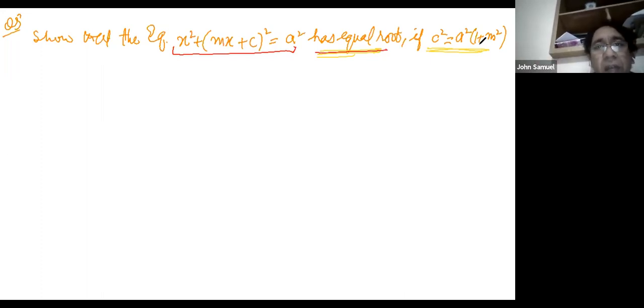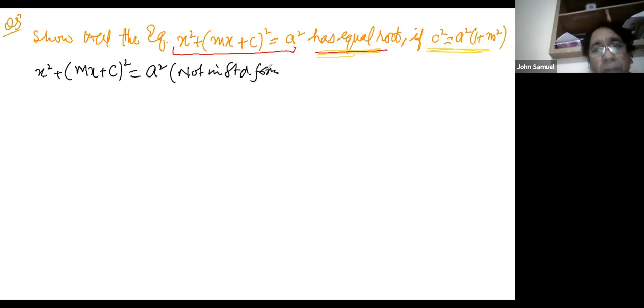So the expression we have is (x square plus mx plus c) whole square is equal to a square. This is not in standard form. I'm writing for your convenience. So what we will do, my dear student, हम इसे standard form में लाएंगे. How? x square plus, we will expand this one. You know that this is the first term, this is its second term. After expanding, I'm expanding it like this. मैं इसे पूरा expand कर रहा हूँ.